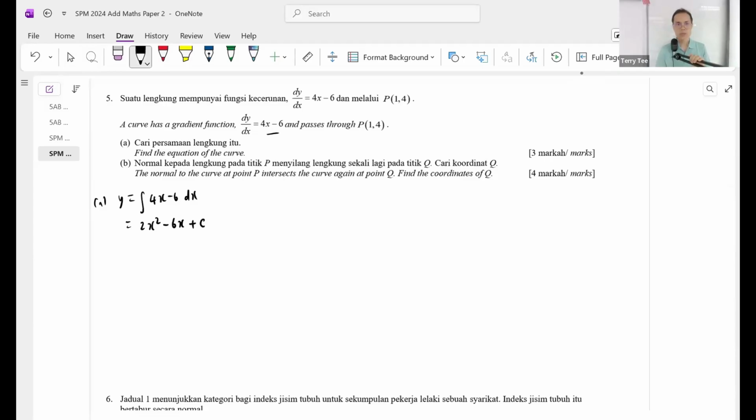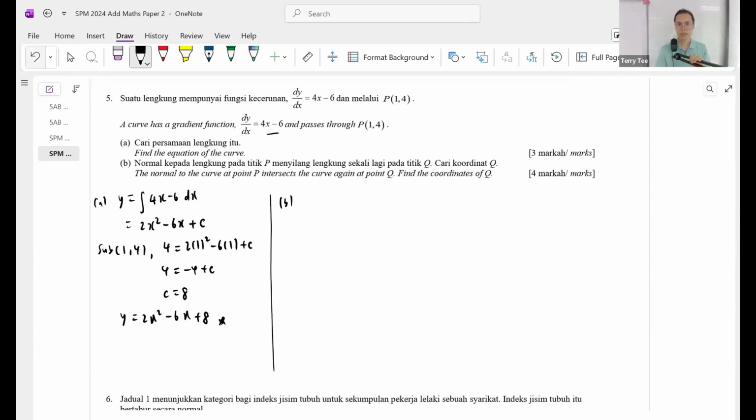To find the value of c, what we do is substitute a point that it passes through. In this case, 1, 4. Your y is 4, your x is 1. So this is 2 times 1 squared, minus 6 times 1, plus c. So 4 equals minus 4 plus c. Your c is 8. Therefore, your equation of the curve is this. Right? This is part A.